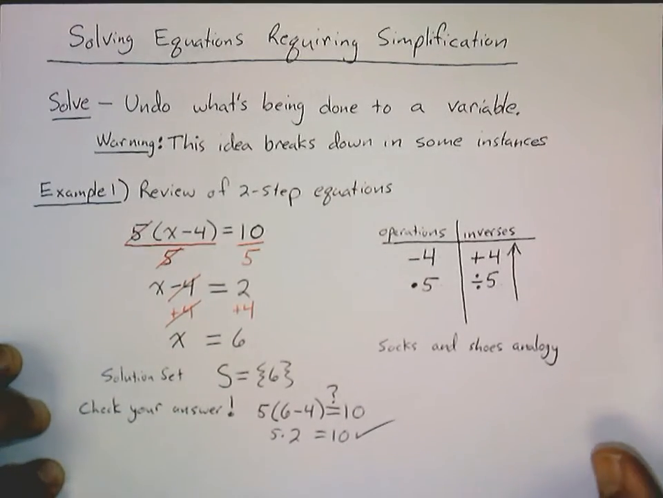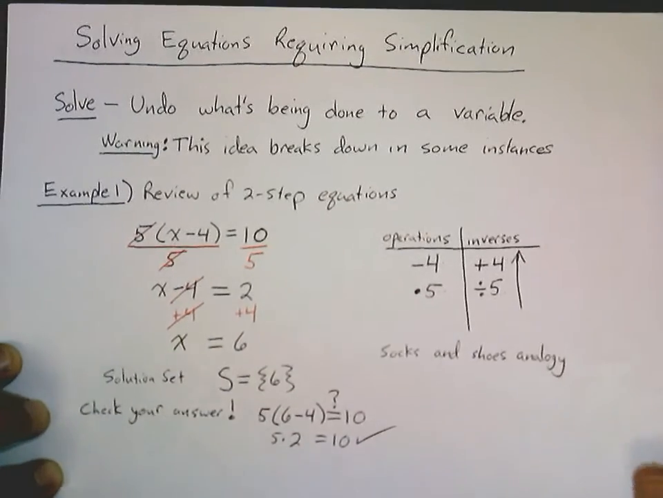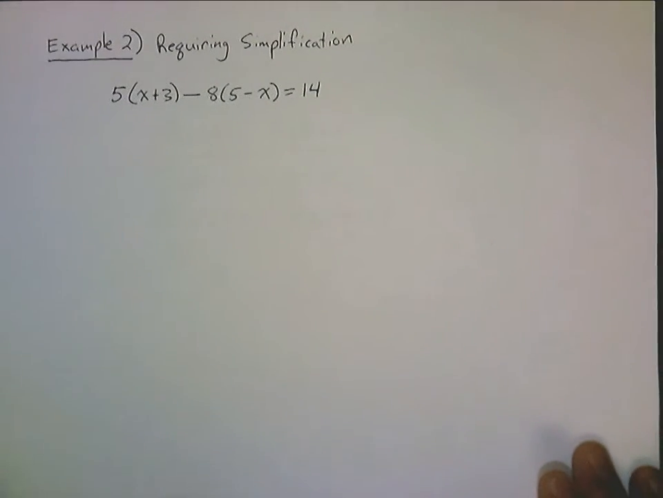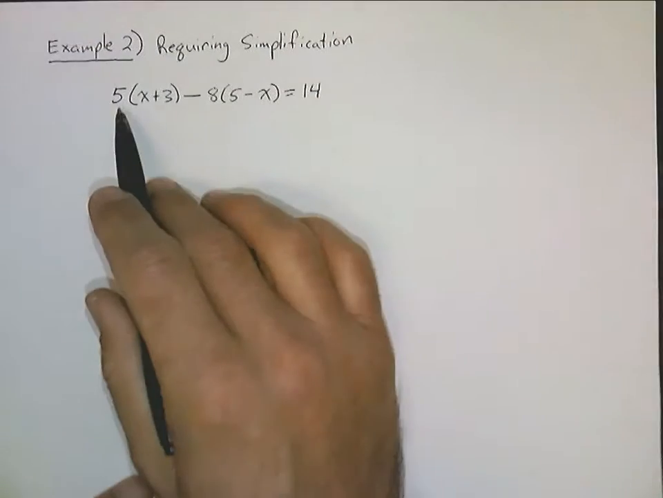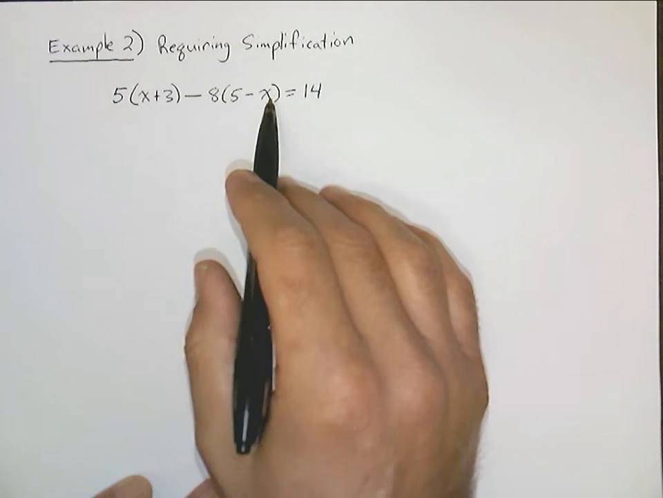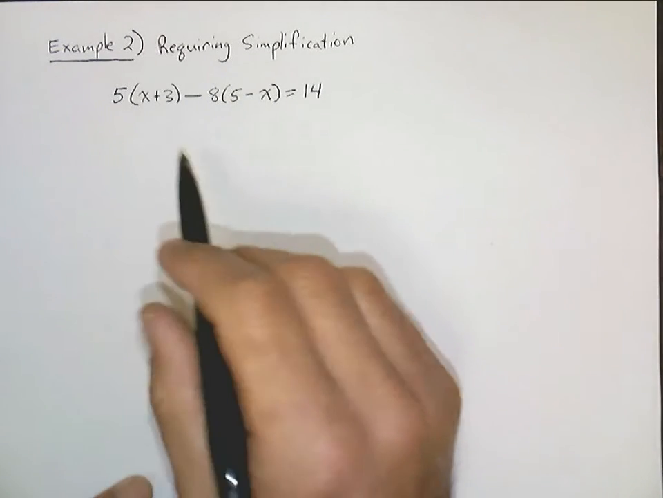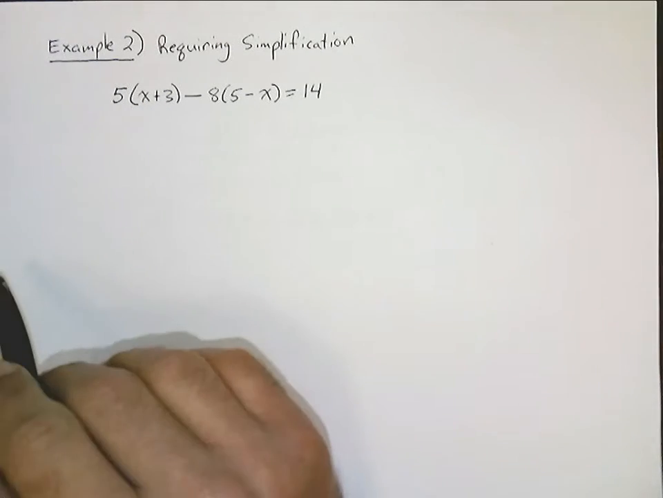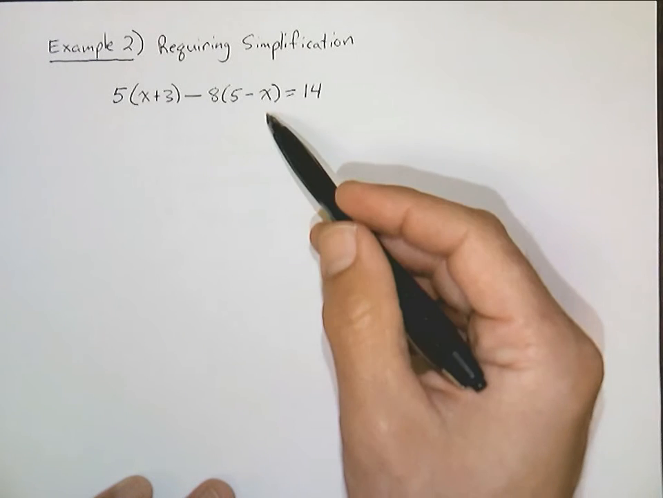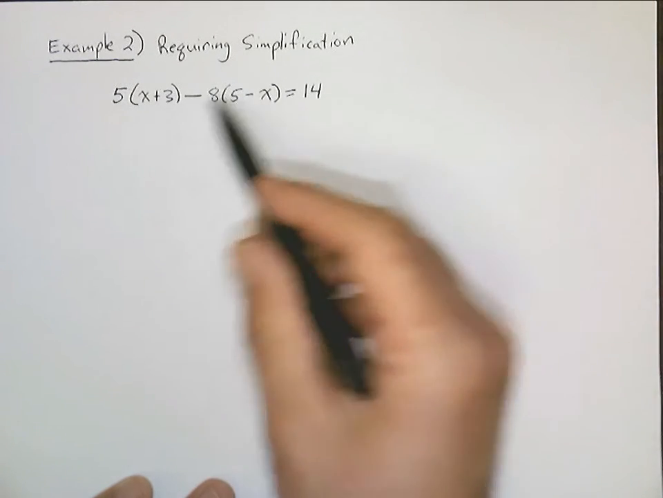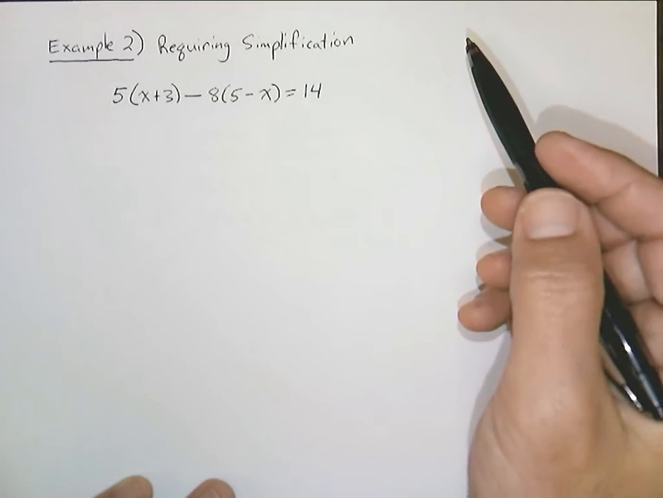Okay, so that's the basic review of what you all did in 7th grade. But let's look at a little bit more difficult example. Here, this equation: 5 times the quantity of x plus 3 minus 8 times the quantity of 5 minus x equals 14. Now notice, here the variable or the unknown is showing up in 2 different spots. So we can't identify what's being done to this unknown or this variable because it's in 2 different places. Which instance are we talking about?